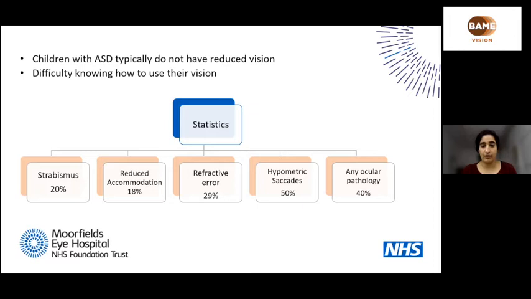And any other pathology, 40%, again, that's not far from the normal population. That's relating to if there are any problems with the back of the eye, the health of the back of the eye.